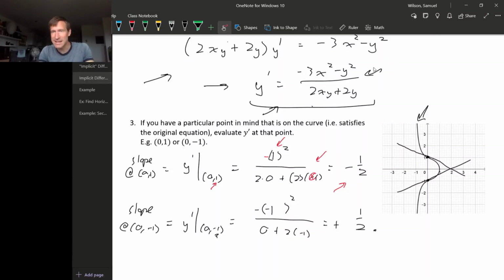But you can see that, again, like in our last example, this expression that you get from implicit differentiation can tell you the slope of the tangent line at any point on this curve. You just have to plug in a point on the curve.